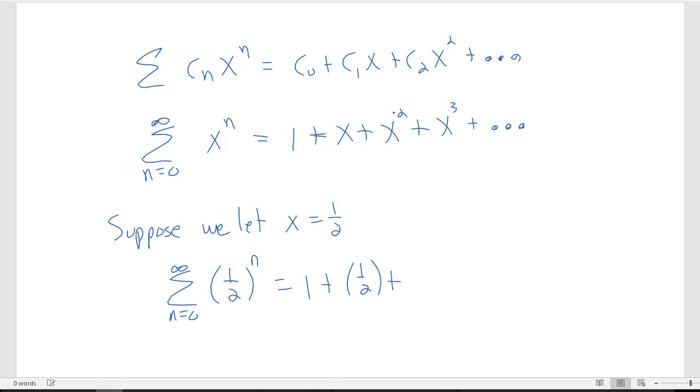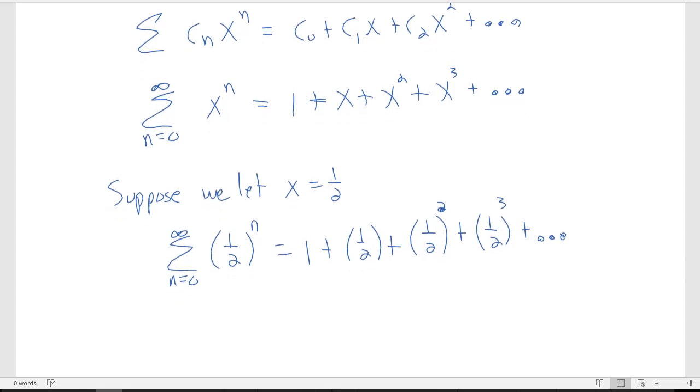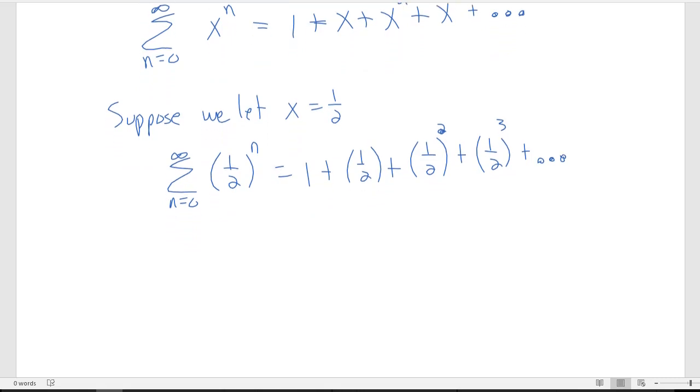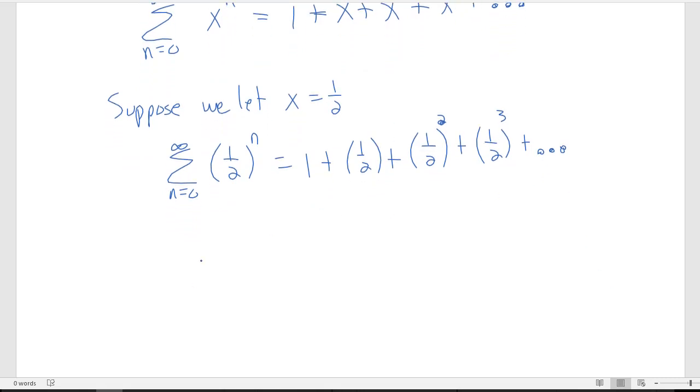And again, my x is 1/2, so I get 1/2 squared and 1/2 cubed plus dot, dot, dot. Now we should recognize this as geometric. Plugging in a specific value of x, this is just like a geometric series back in our video for 11.2. And we know that this is a convergent geometric series, with r being 1/2. Since my common ratio is less than 1, it converges.